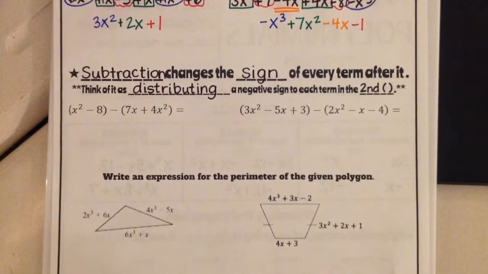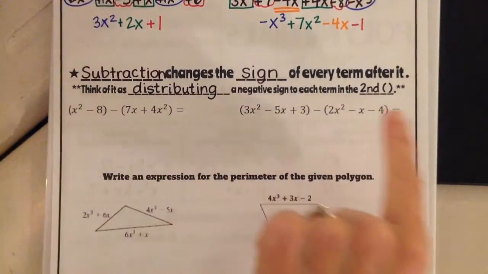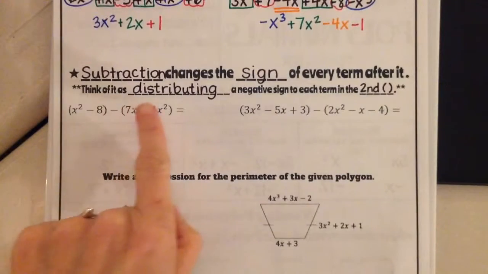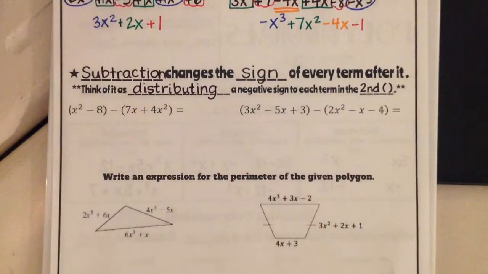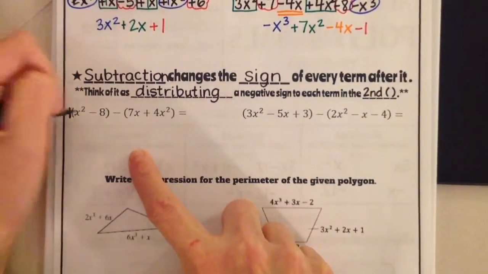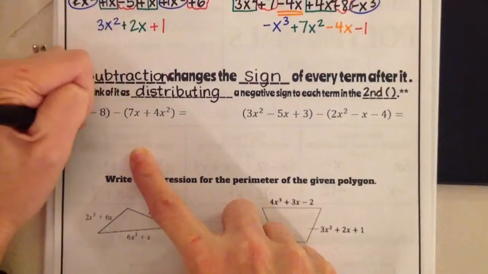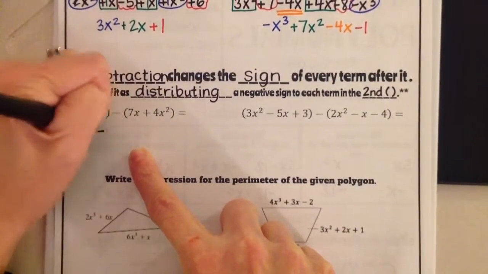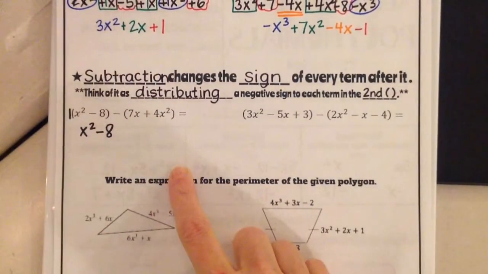So let's see what happens when we change from addition of polynomials to subtraction. So subtraction is going to change the sign of every term after it. Think of it as distributing a negative sign to each term in the second parentheses. So again, I notice that I have a positive 1 before the first parentheses, so I know that every term inside is not going to change sign or value.